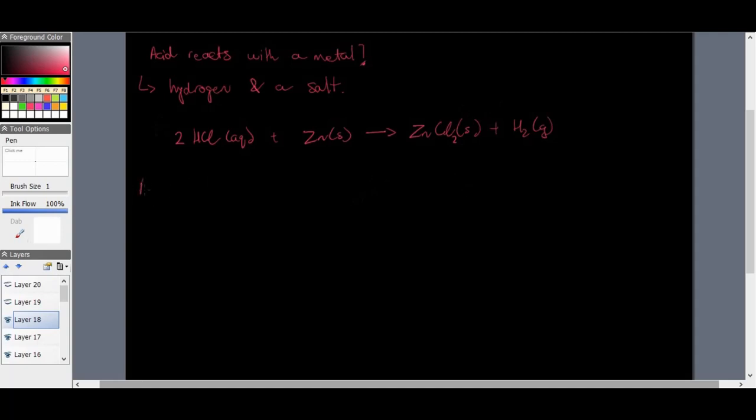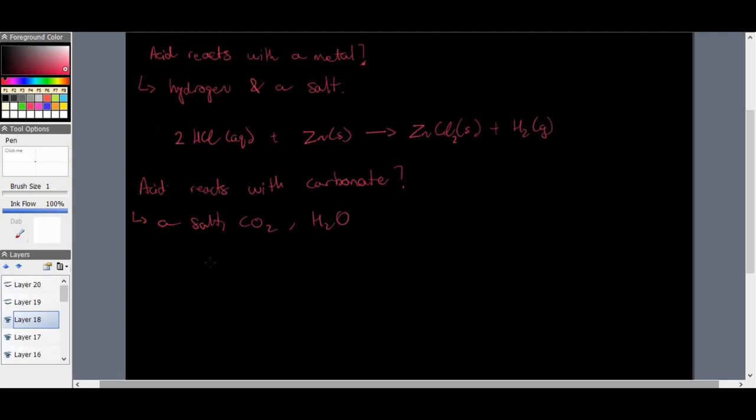Next question is, what happens when an acid reacts with carbonates? If it reacts with a carbonate, what is the outcome? The outcome is that if an acid reacts with a carbonate, it will form a salt, carbon dioxide, CO2, and water.